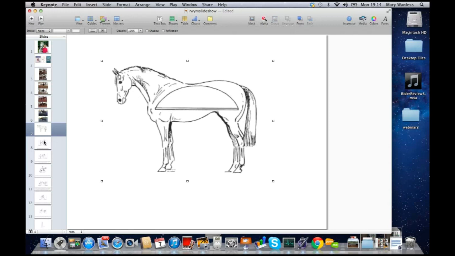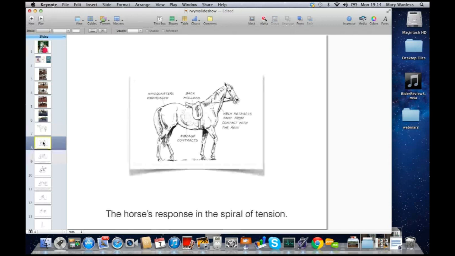The horse coming into this carriage requires quite a lot of muscular change within his body. So here's the opposite. So this would be the horse above the bit. So this is the horse in what I would call the spiral of increasing tension. So we've all sat on horses like this.